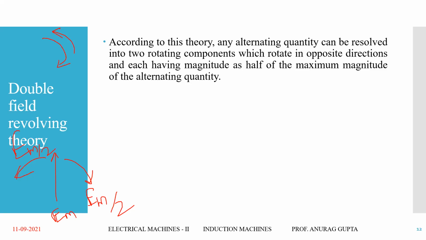So again, I'm saying any alternating quantity. First of all, keep in mind, no DC quantity. Don't say that if there is 50 volt, then 25 volt will rotate. No. Already I said, according to this theory, any alternating quantity, meaning Em sin omega t or Em cos omega t. You know very well what is the meaning of alternating. So any alternating quantity can be resolved into two rotating components which rotate in opposite directions and each having magnitude as half of the maximum magnitude of the quantity.